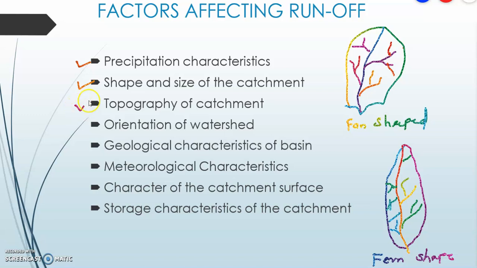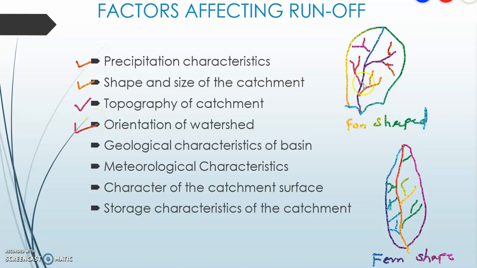Topography of the catchment is nothing but, for example, slope. If the catchment has a high slope or is steep, then the runoff generated will come fast to the outlet with high speed, and there will be more runoff, because if it is steeper, there is less opportunity for infiltration, and that's why more runoff will be there. The next point is orientation of the watershed or the catchment. So what do we mean by orientation?